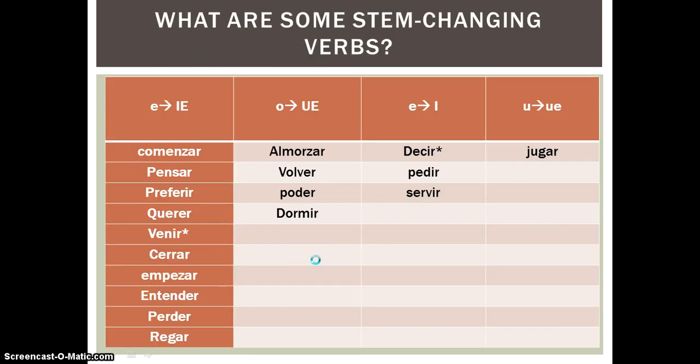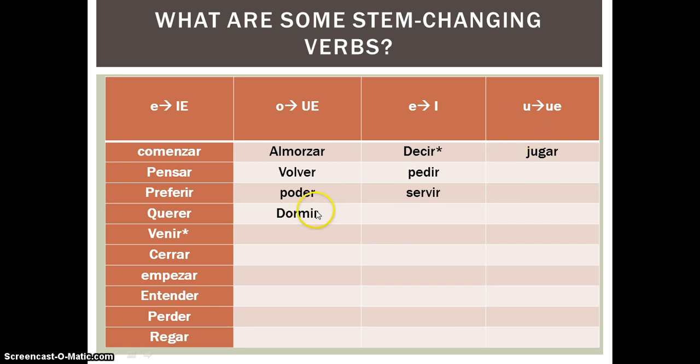So what are some stem changing verbs? These are all from our current chapter. And there are 4 basic categories. For present tense stem changes, these are the only categories you will see. We have E to IE, O to UE, E to I, or U to UE. And so far, these are the verbs that we've seen that have these changes. This is not an all-encompassing list. There are more verbs in these first 3 categories. However, the only U to UE verb is jugar.